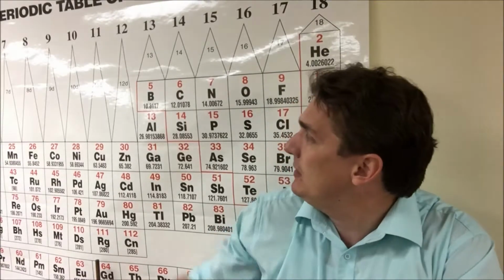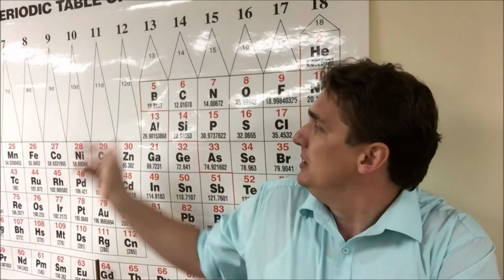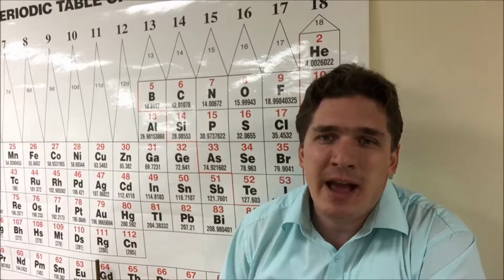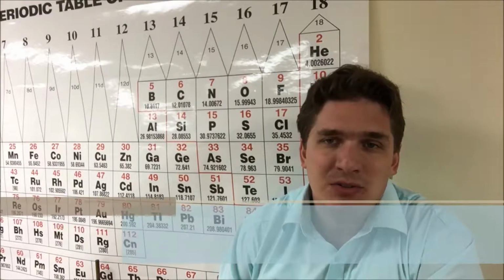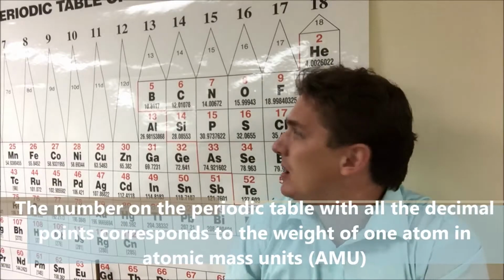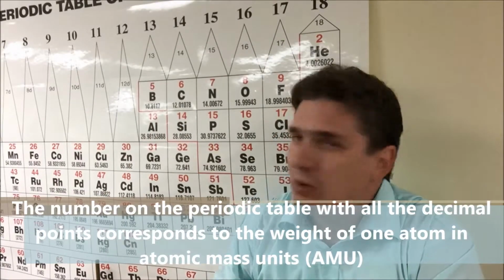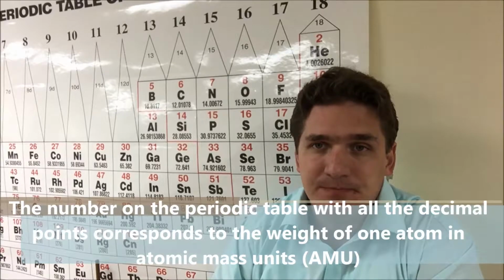You see, we've got these numbers on the periodic table. So we've got 10.8117 for boron, we've got 12.01078 for carbon, and really, this is how much an atom weighs on what are called atomic mass units, or AMUs. So one atom of carbon weighs 12.01078 AMUs.